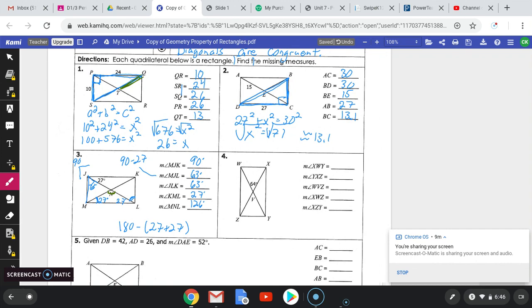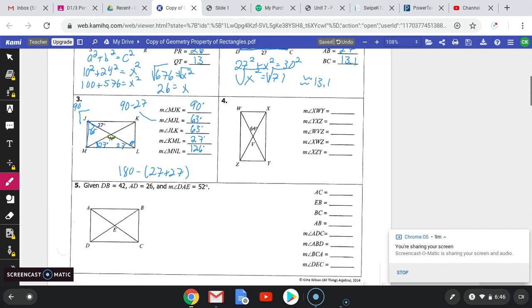Let's look at another one here. Let's look at number 4. So this time they gave you the middle. All right. So it's a little bit more math involved. So I want to look at XWY. I want to look for this angle right here. Well, unlike the previous problem, they gave you a corner. I don't have alternate interior angles here, so I need to do something else.